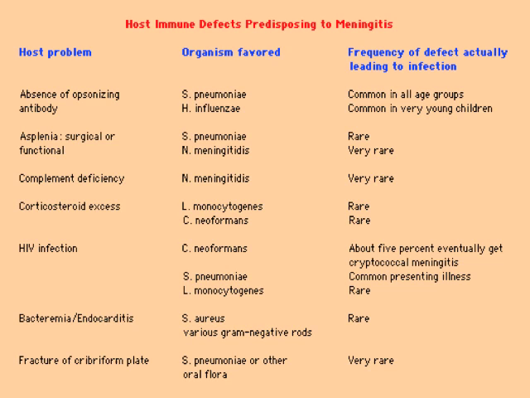Now, if someone keeps getting recurrent pneumococcal meningitis and they had a car accident 10 years ago, can you explain that? Fracture of the cribriform plate. So keep that in mind as well.